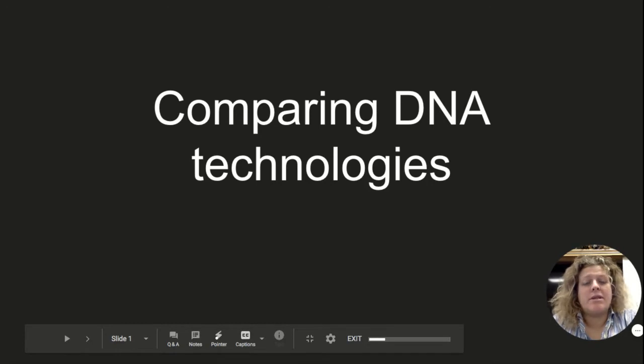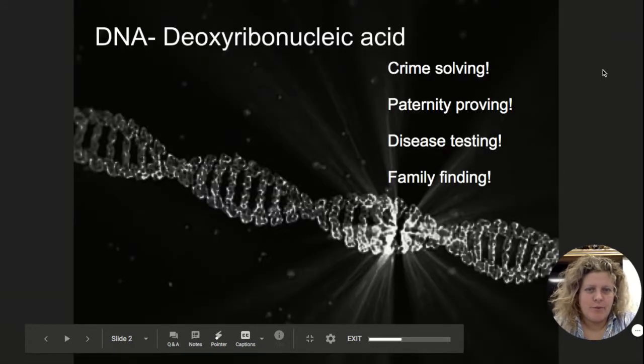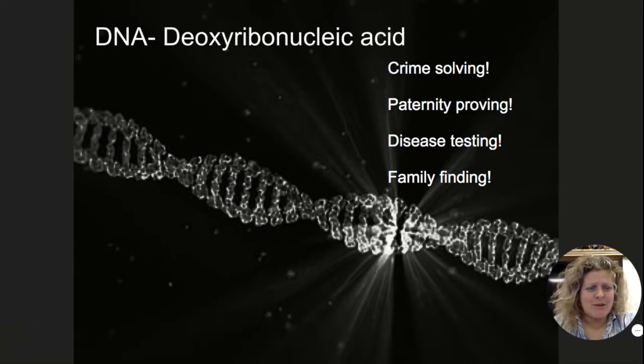Hey, it's Moser, and I want to talk with you about DNA technologies and compare the three technologies that you should be aware of. Well, first, let's talk about DNA, deoxyribonucleic acid. If you've ever watched CSI, you know that it can be used to solve crimes. If you've ever watched Jerry Springer, you know that it can be used to prove paternity. And it can be used for disease testing and to find your family. Well, how? How do we use DNA, this long, skinny molecule, to do all these amazing things?